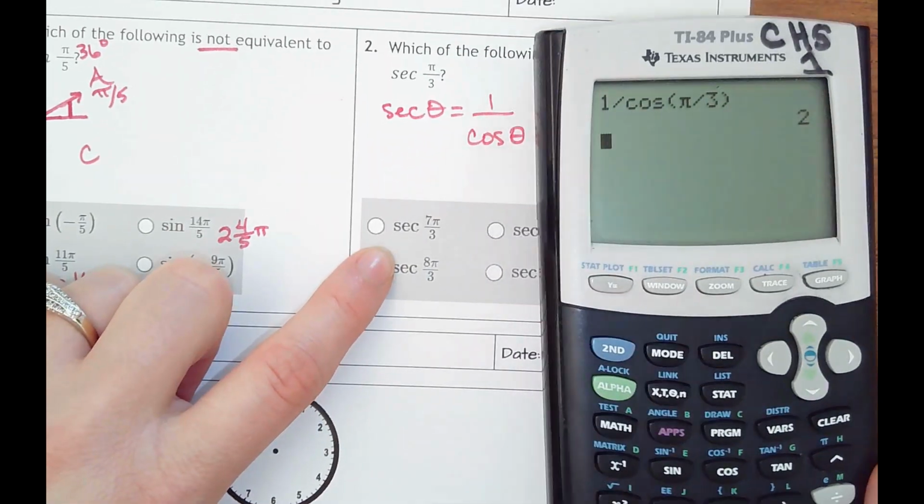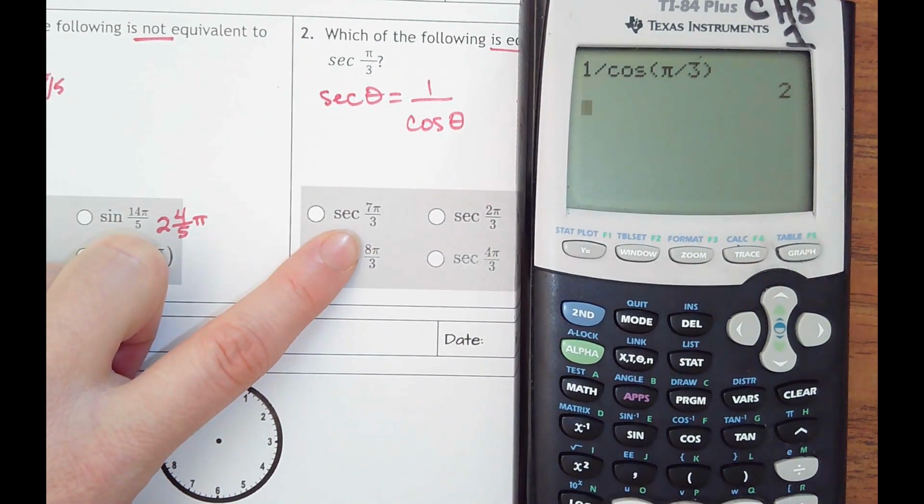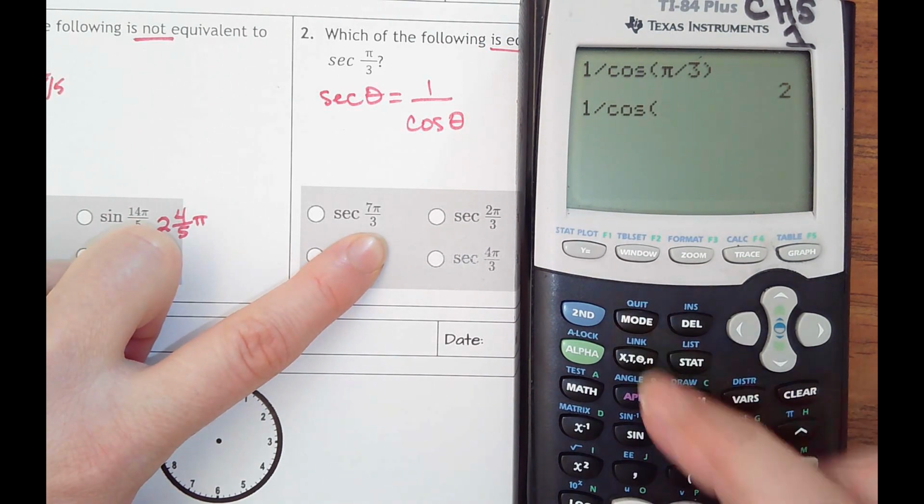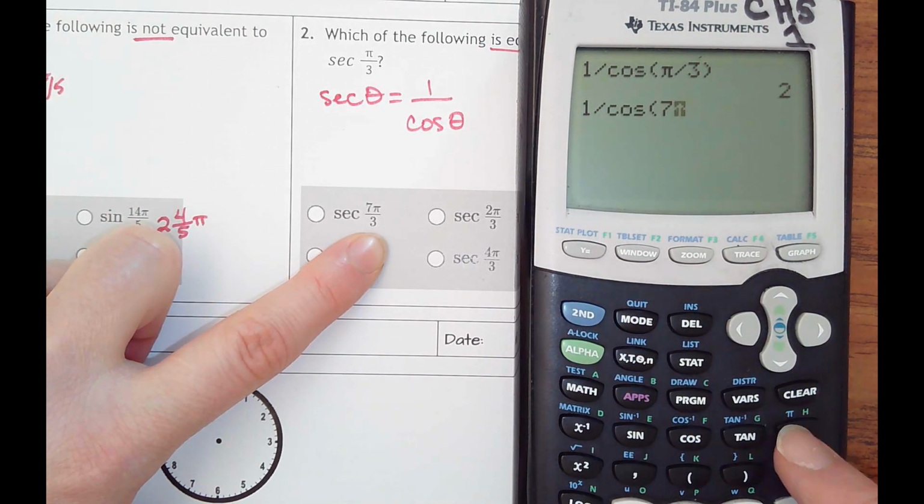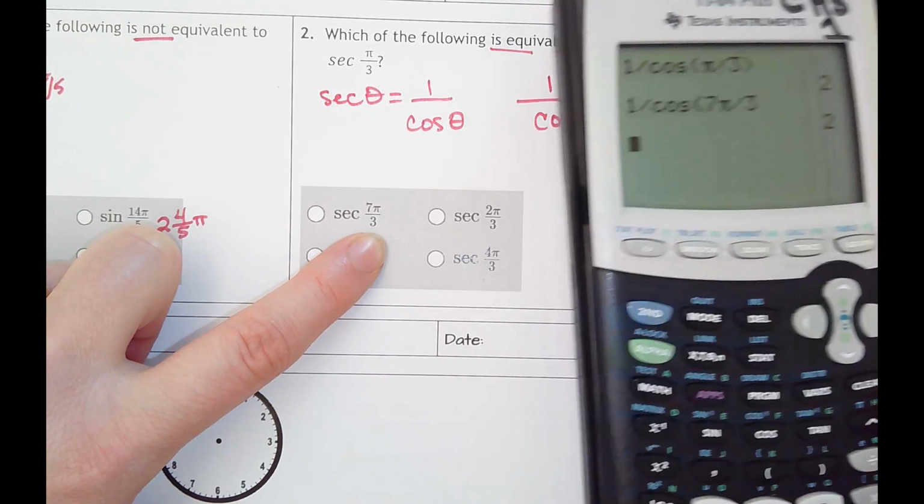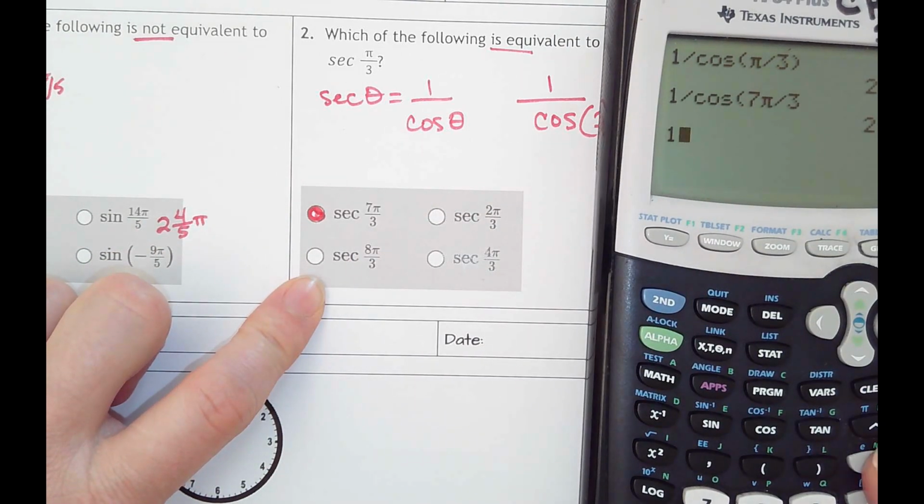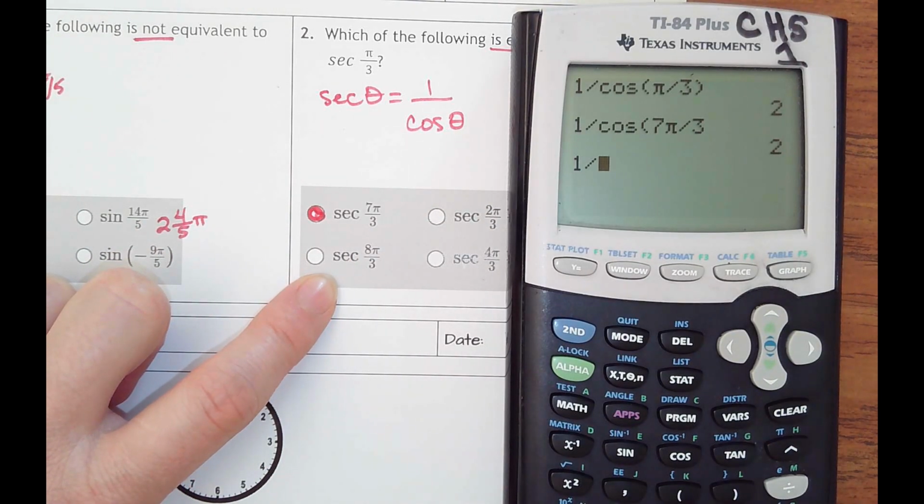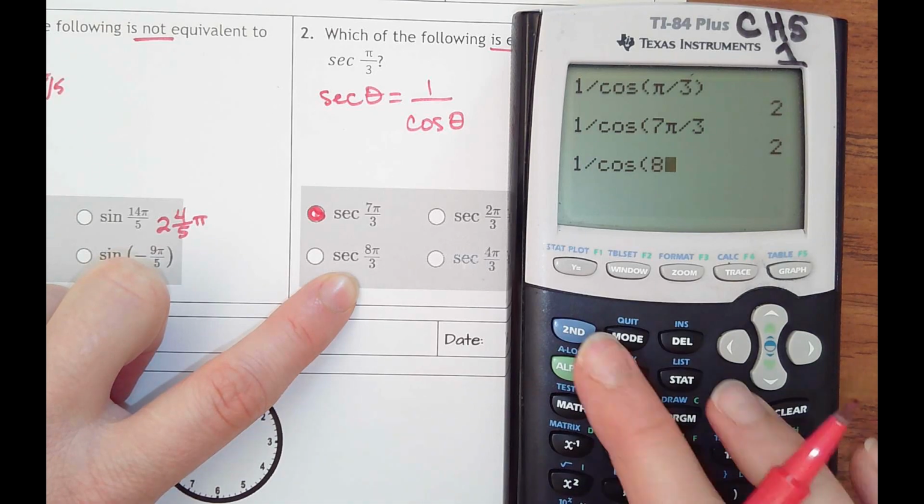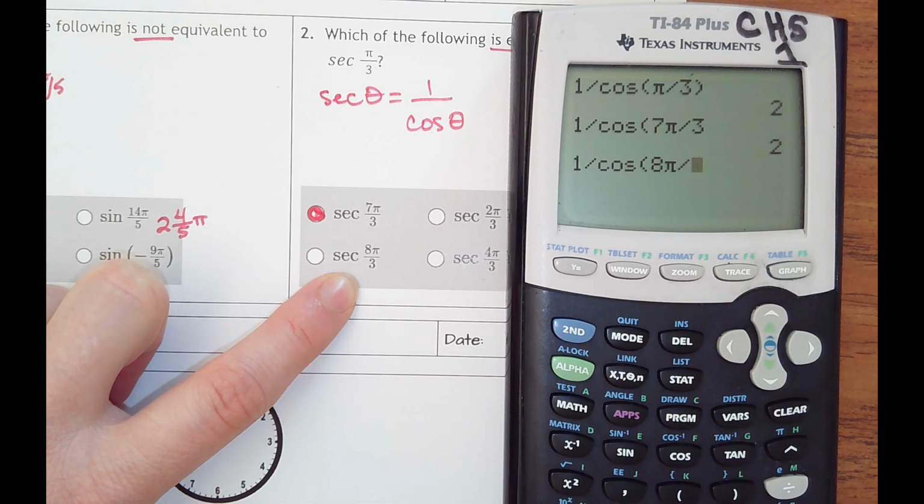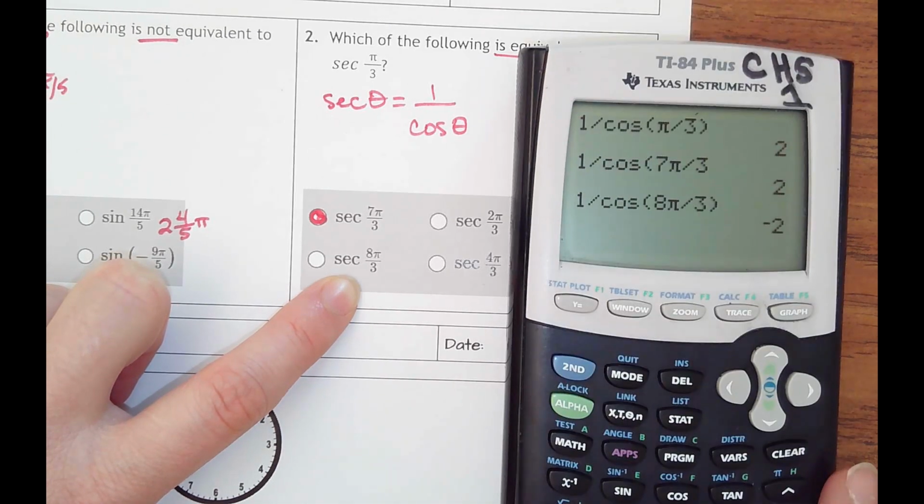So all I have to do is go through each of these options and put 1 over cosine of the angle measures and see which one gives positive 2. So it'd be that one. Man, I picked out the wrong ones that give you the right answer on the very first time. Let me just pick one more of them real quick. I'll do the 8 pi over 3. See how that gives you a negative?